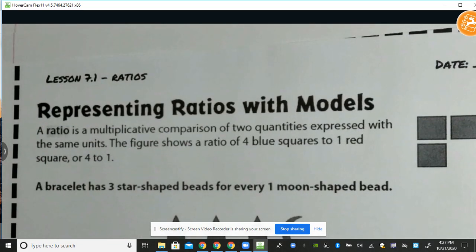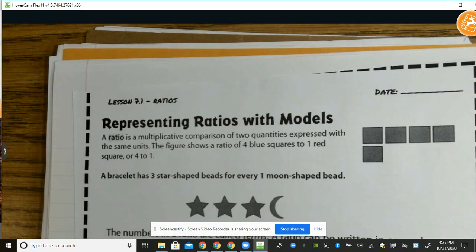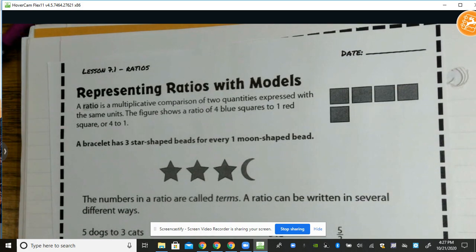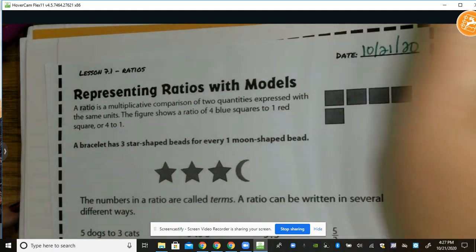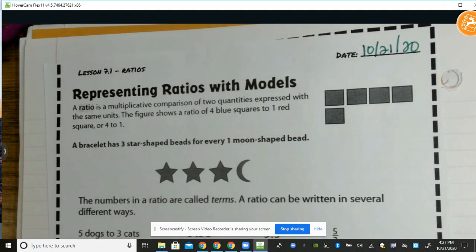And today is the 21st, so I'm going to zoom this out. Today is 10/21/2020. And we're going to deal with ratios.